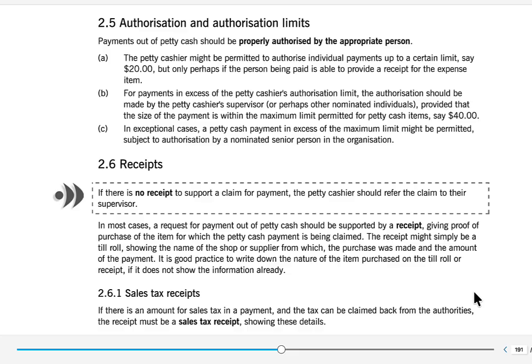Why do we need authorization limits in petty cash? There are 4 big reasons. Reason 1, to stop fraud. Fraud means someone tries to take money dishonestly. If payments are always approved, it becomes harder for someone to steal.